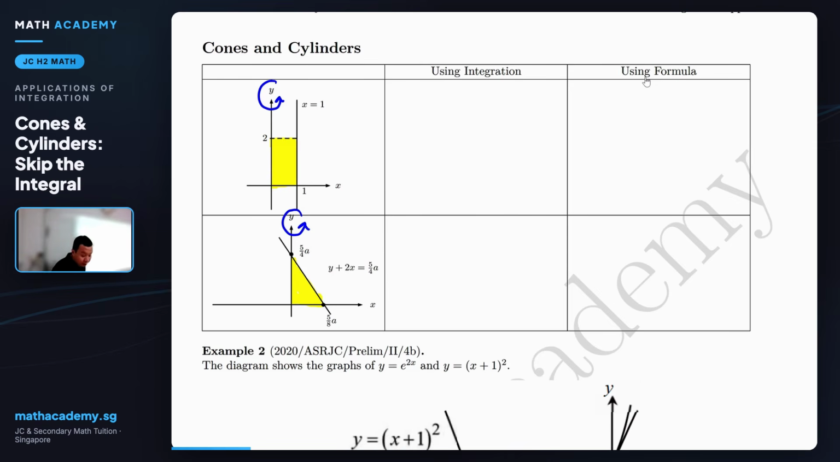I focus on formula, the one for cones and cylinders. Unfortunately for cones and cylinders, if you're going to use formula, draw the visualization. We'll draw out together, then you will know what I mean.